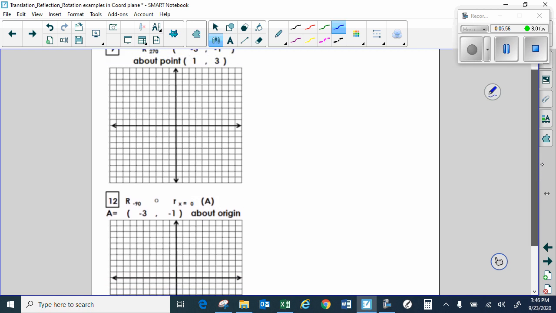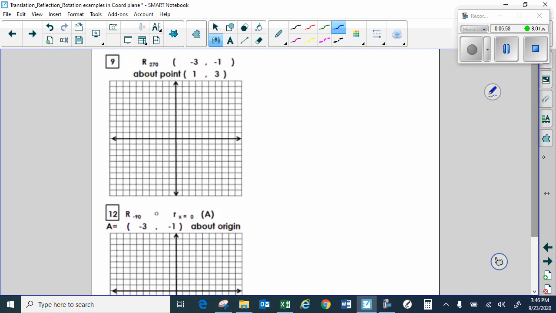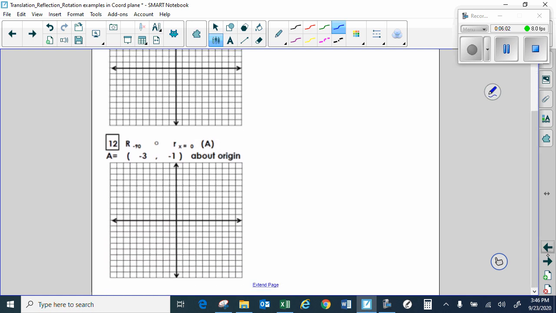Okay, next, we're doing rotations. This is about a point off the origin. This is about the origin. We'll do the origin first. Now, there's a rule. Notice this is also a reflection. First off, you should know x equals 0. The line x equals 0 is the same as the y-axis. Okay, if I reflect over the y-axis, that switches the x-coordinate, so it becomes negative x, y.